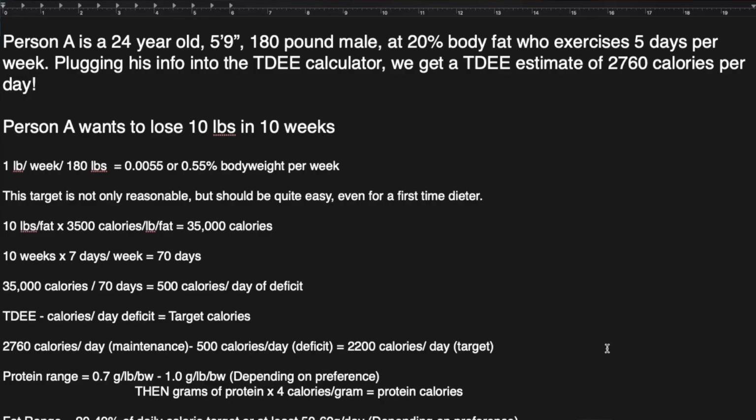Person A is a 24-year-old, 5'9", 180-pound male at 20% body fat who exercises 5 days per week. Plugging his info into the total daily energy expenditure calculator, we get a total daily energy expenditure estimate of 2,760 calories per day. As another main takeaway point, it's not really up to you as a trainer to assign people goals. I always say that I just facilitate people's goals. So this person is coming to me with the goals, and I'm just coming to them with the info of how they would reach those goals.